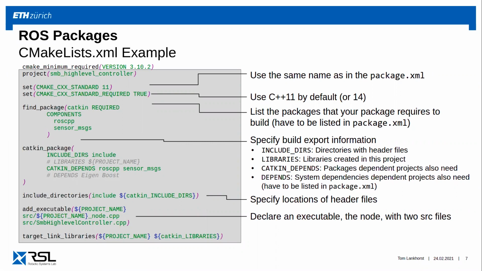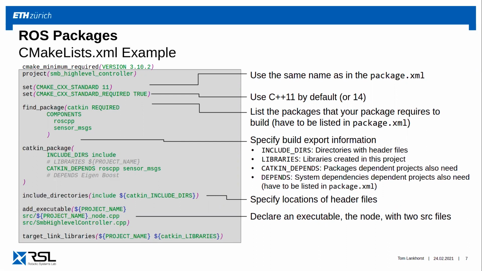Now, finally, we are going to declare an executable, and the executable will be, for example, a ROS node. So it will be running standalone. The executable has to have a name, a unique name in this package. And in this case, we choose the project name variable, which just reflects SMB high-level controller.